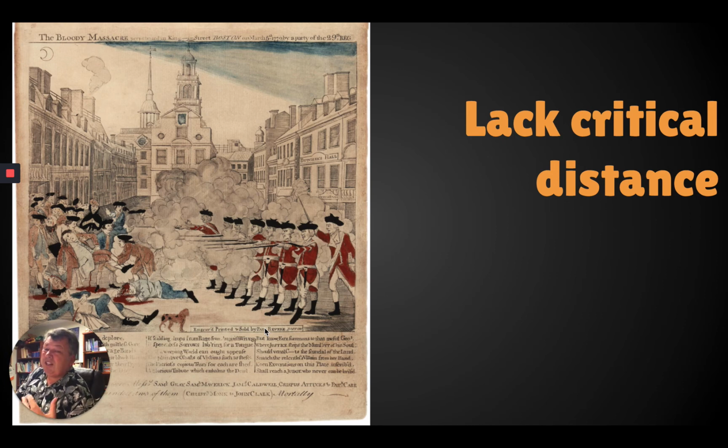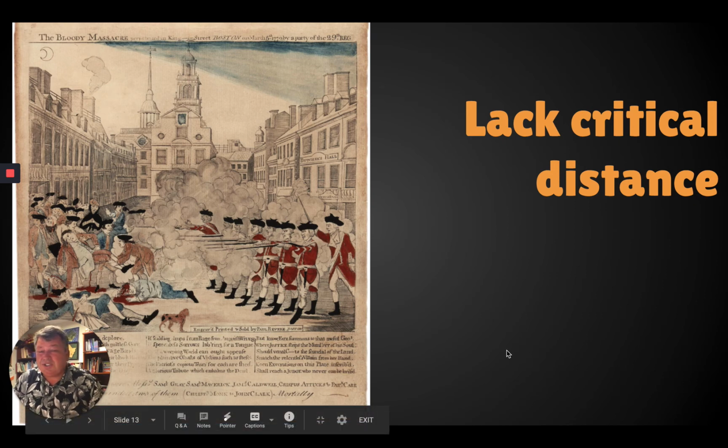Not only that, but look at Paul Revere's. It lacks what we call critical distance. This is an advertisement to push the revolutionary point of view. It certainly makes the British look like meanies. They're just shooting. It's all the British's fault. It's all the British doing the massacre. I suspect that if we had a political cartoon from the British side, we would get their perspective, but theirs would also lack critical distance. So primary sources really focus you in on that really specific moment.